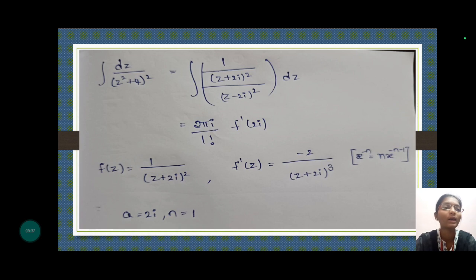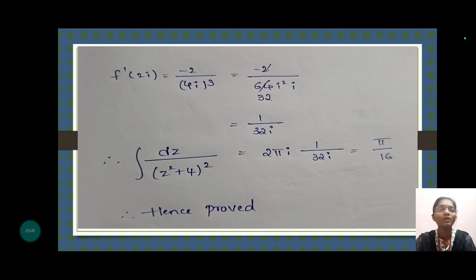We know the formula for differentiating x power minus n. Here a is equal to 2i and n is equal to 1. So f dash of 2i is equal to minus 2 by (4i) whole cube, which is minus 2 by 64 i square into i, that is 1 by 32i. So the integral dz by (z square plus 4) whole square is equal to 2 pi i into 1 by 32i, which gives pi by 16. Hence proved.